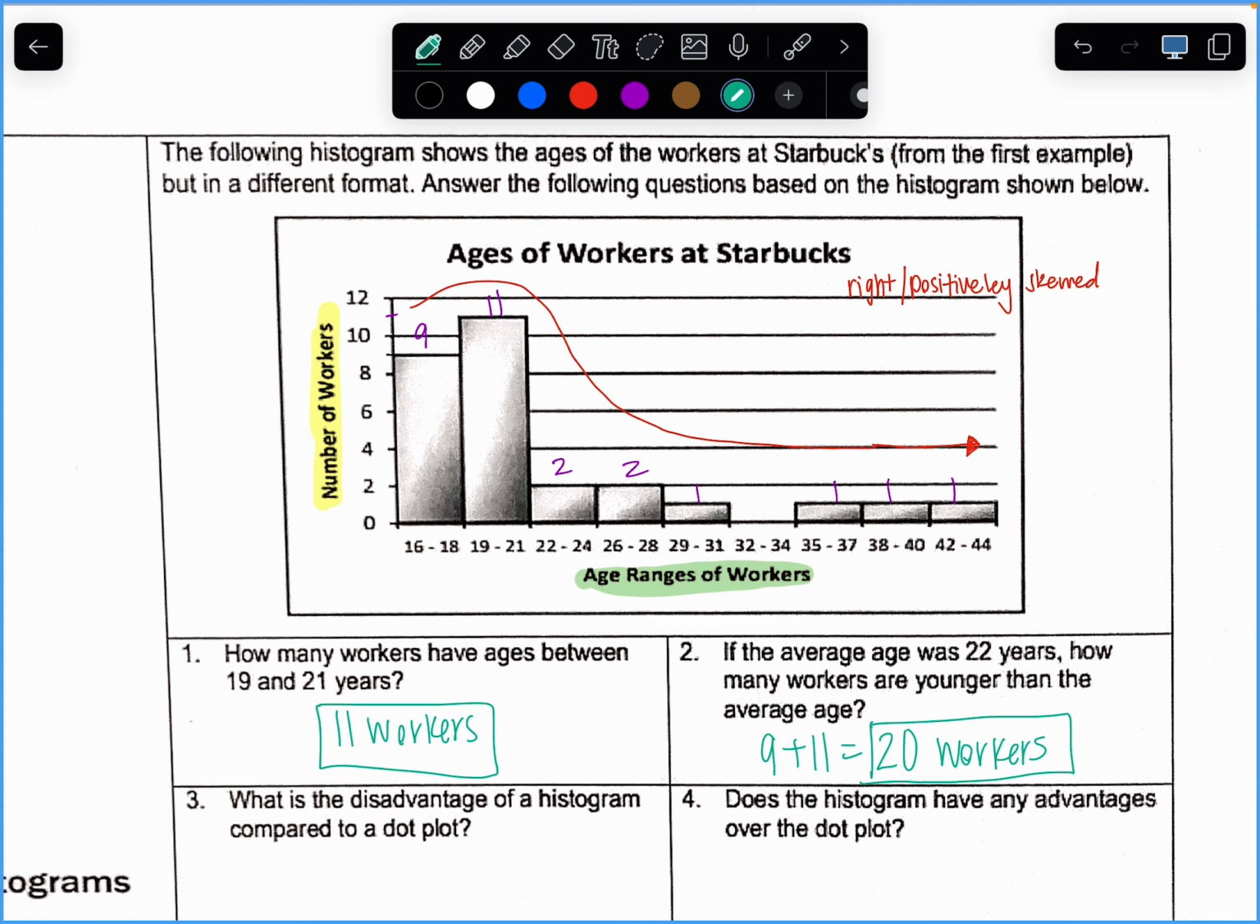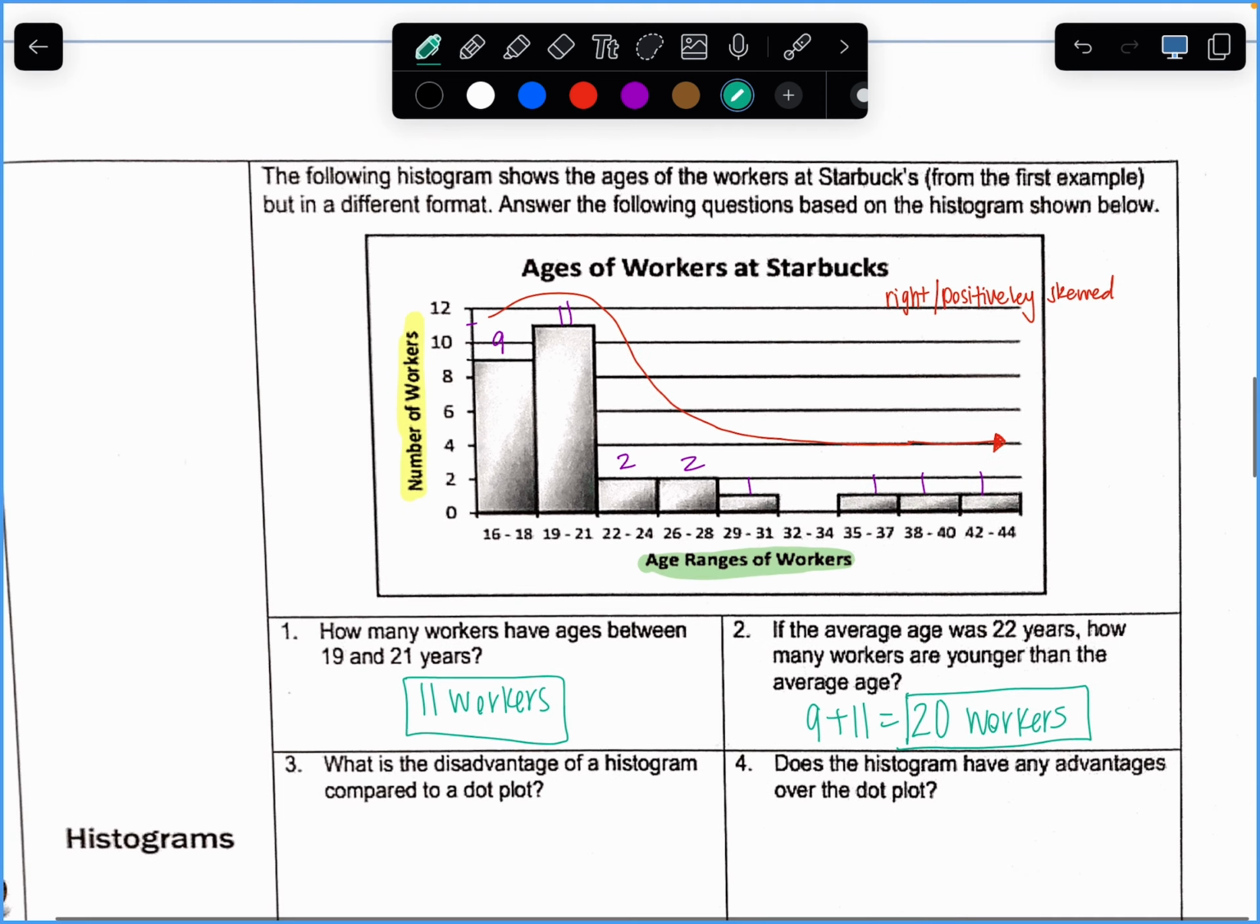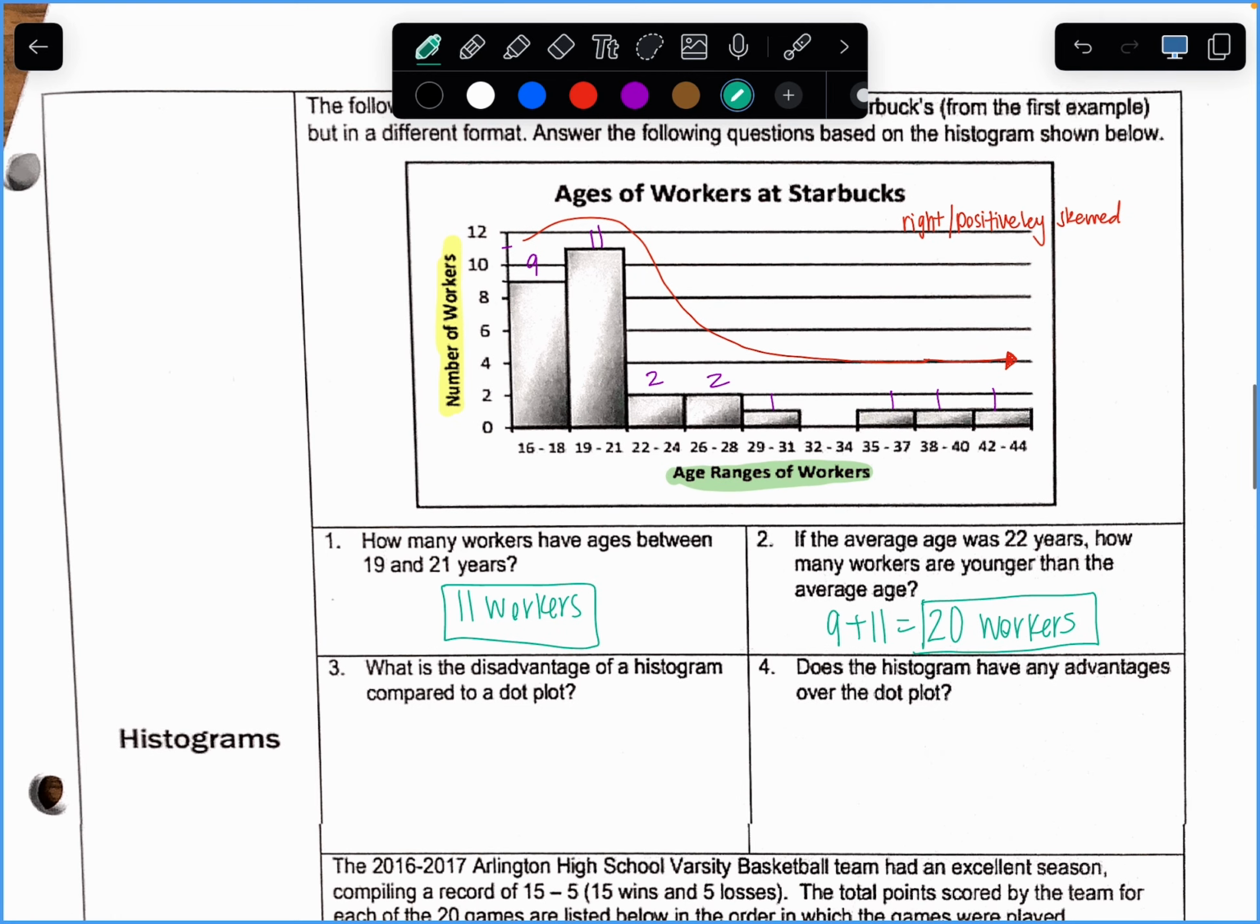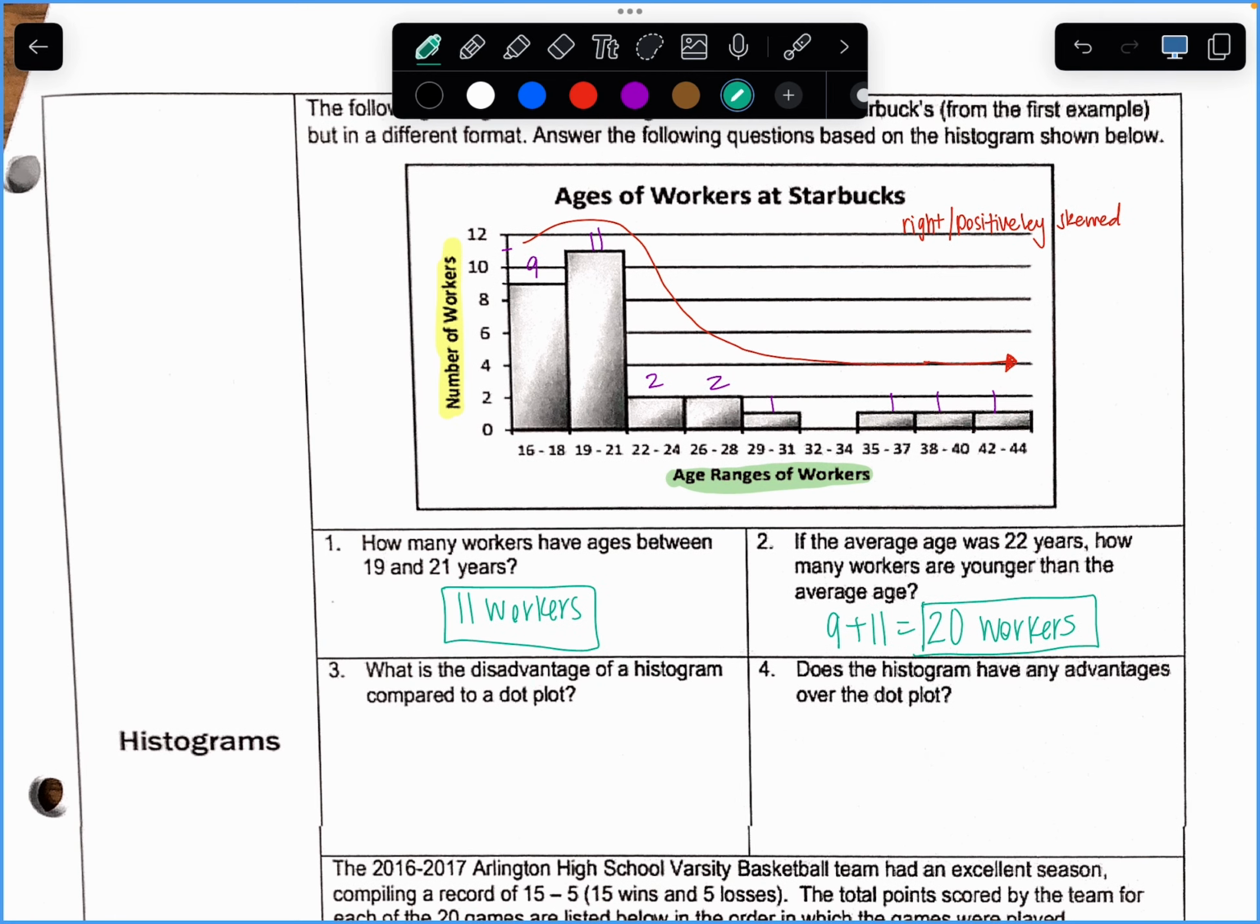Now let's look at the next one. What is the disadvantage of a histogram compared to a dot plot? So we looked at the dot plot, but now we're looking at the histogram. So what are some cons, or why is it that this histogram is not very useful? Just what are some negative things about it? Yes, let's go with Jackson.